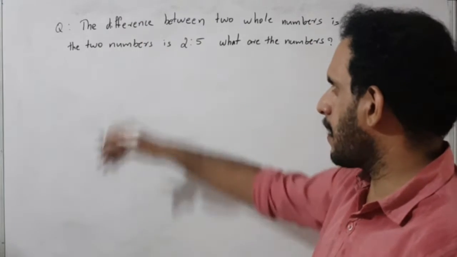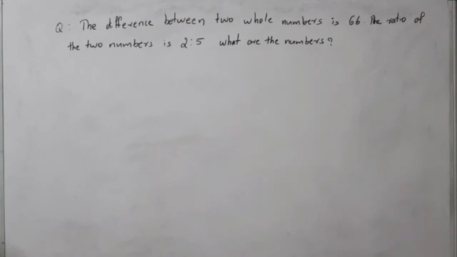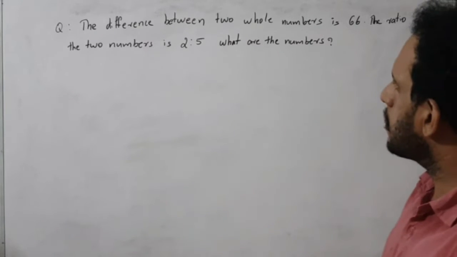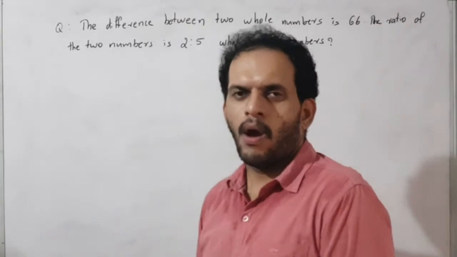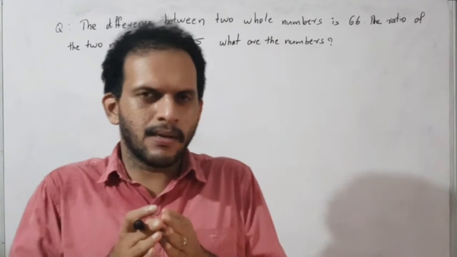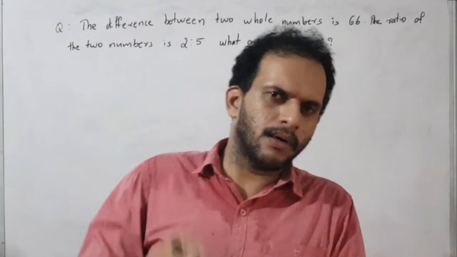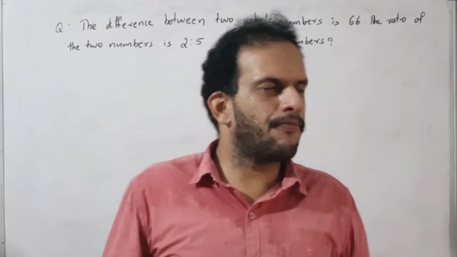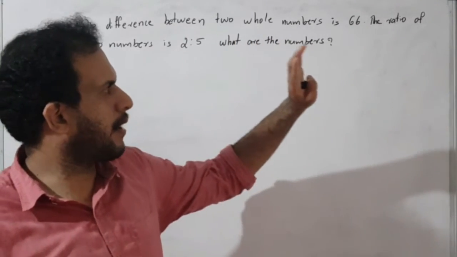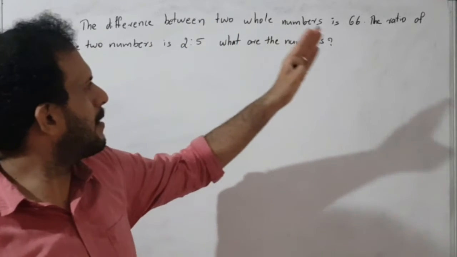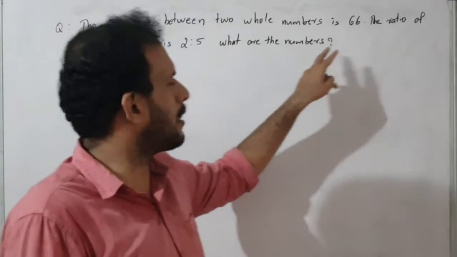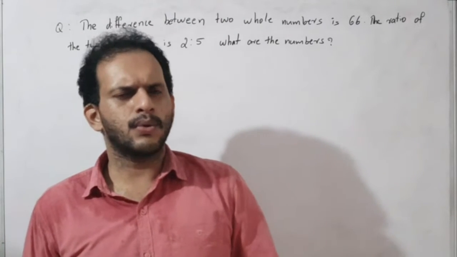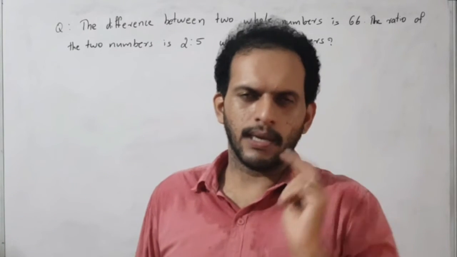The next question is like this: the difference between two whole numbers is 66. The ratio of two numbers is 2:5. What are the numbers? Correct. What is the question? The question says we have two whole numbers. The numbers' difference is 66. And here it is given that the ratio of the two numbers is 2:5. What are the numbers? As usual, here also we need to find the two things.